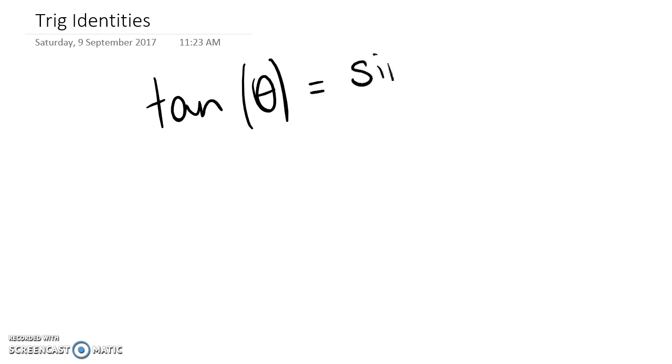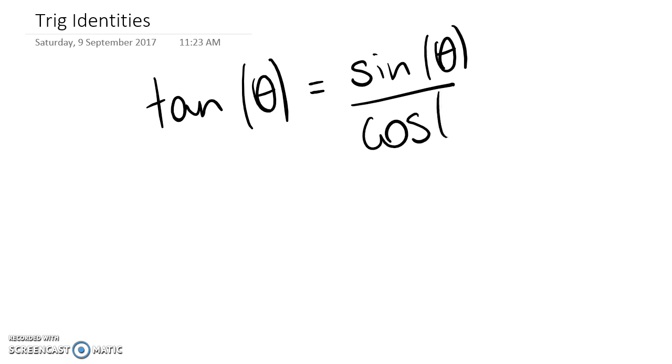Hi everyone, in this video we're going to just quickly discuss the three trig identities that we're covering in this class. The first trig identity we're talking about is tan of theta equals sine of theta divided by cos of theta.